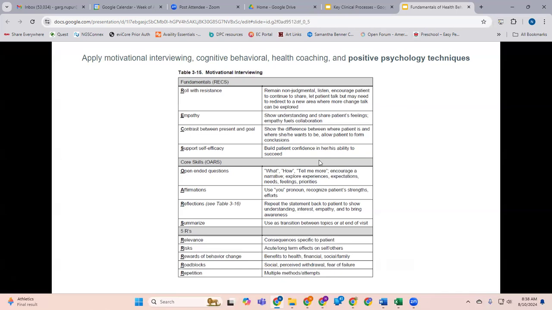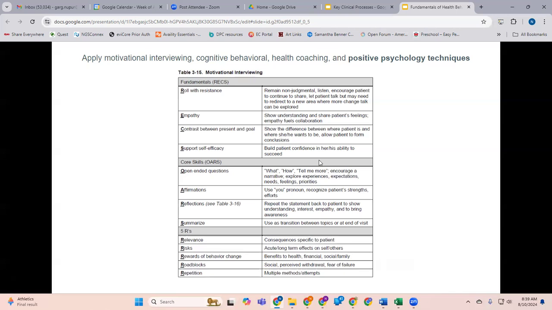Summarize is, you could say, okay, now we've talked about this, and this is what we've decided. Because these discussions, once you get into motivational interviewing, can go on forever. I'm just saying. And then the 5 R's are: make sure there's some kind of relevance to the patient, so your tangents aren't too long; make sure you've talked about the risks, maybe in general terms if they're in the pre-contemplation phase, maybe in more specific terms if they're in the contemplation phase, to the patient's health of some kind of behavior; the rewards of the behavior change; any roadblocks that are either perceived or real; and then repetition.